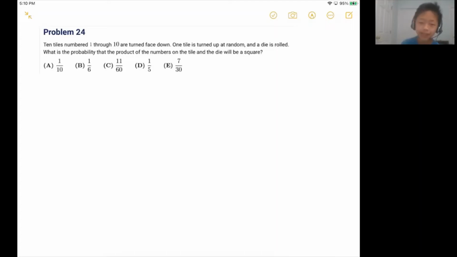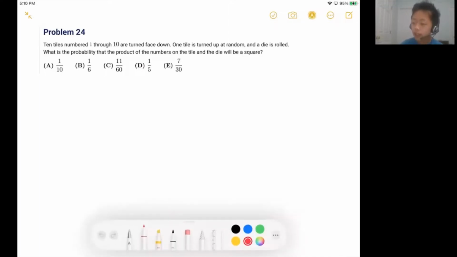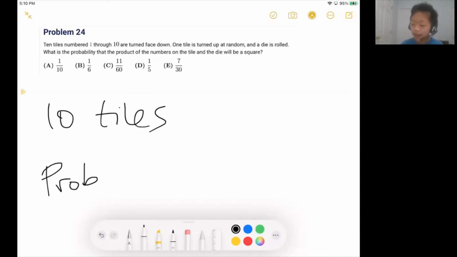So basically, as a review, we know that probability is the number of successes divided by the number of possible outcomes. So we're just going to do that with this problem. Here in this question, we have 10 tiles, and a die that is rolled, and we want to know the probability that the product of the numbers on the tile and the die will be a square.